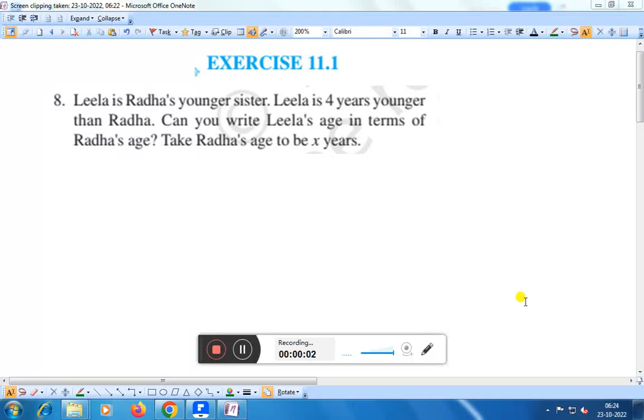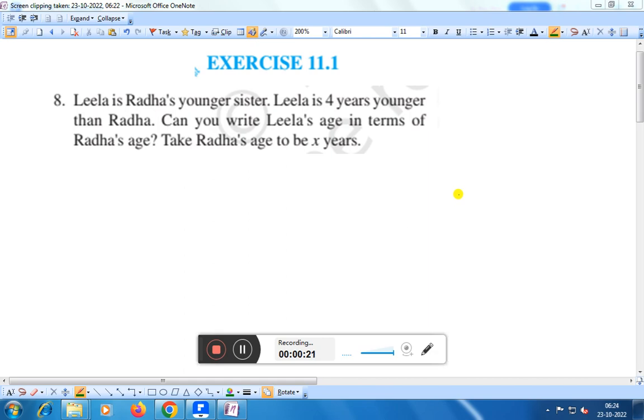Hello everyone. Today we discuss exercise 11.1, question number 8. Leela is Radha's younger sister. Leela is 4 years younger than Radha. Can you write Leela's age in terms of Radha's age? Take Radha's age to be x years.